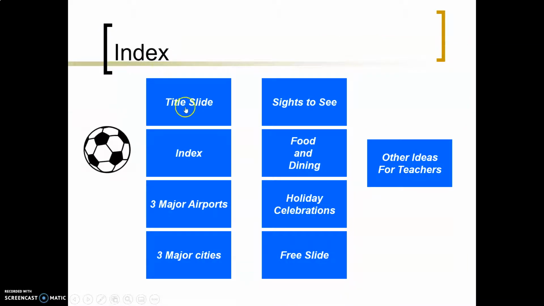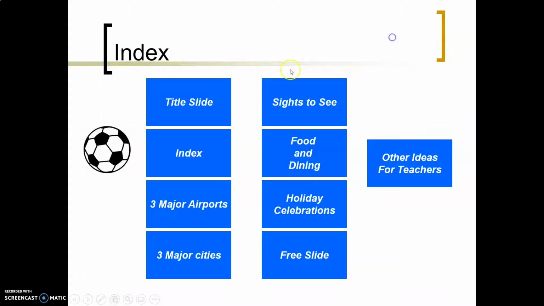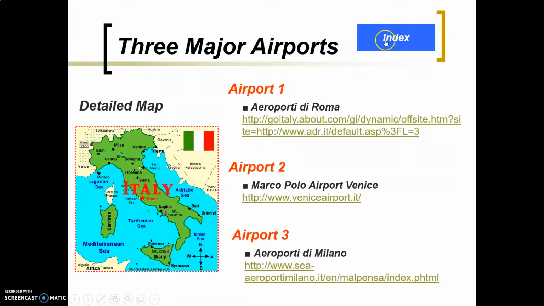So with that said, I have a title slide. You go back. We have an index. Index doesn't go anywhere. Why is that? That's because you're on the index. Just saying. You go to 3 major airports. Back to the end. Notice that this is a clickable link. I will show you how to make the URL a link and words a link as well. Index to 3 major airports.